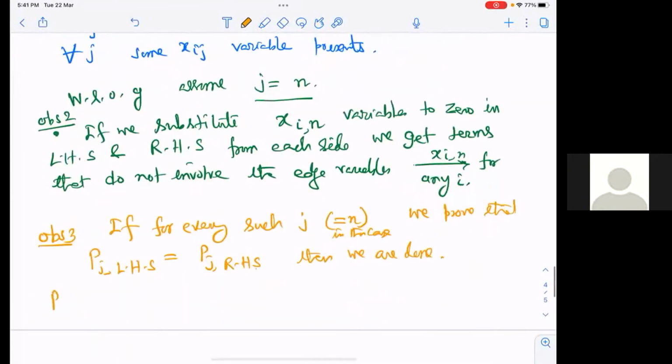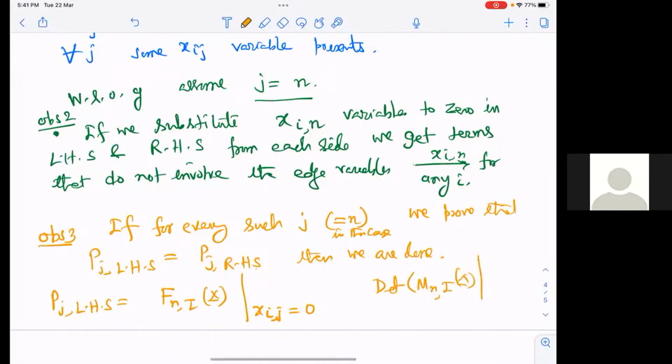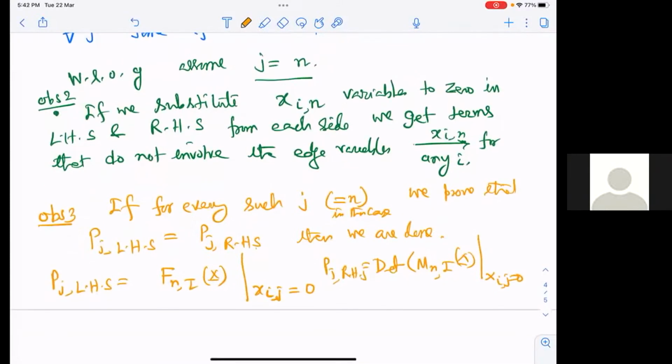What is P of j at LHS? This is equal to F n i x, substitute the x i j variables to 0, and here the determinant of M n i, substitute x i j equal to 0. So this is Pj of RHS. It's naturally defined. That means I want to prove that these two polynomials are equal, right?